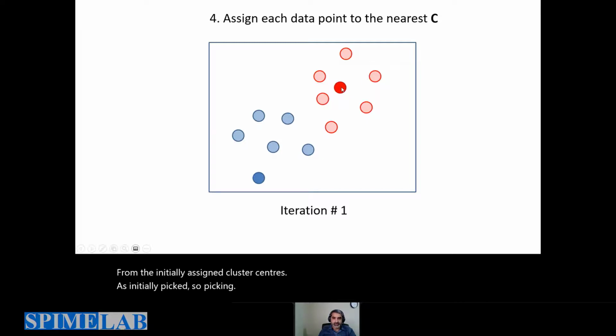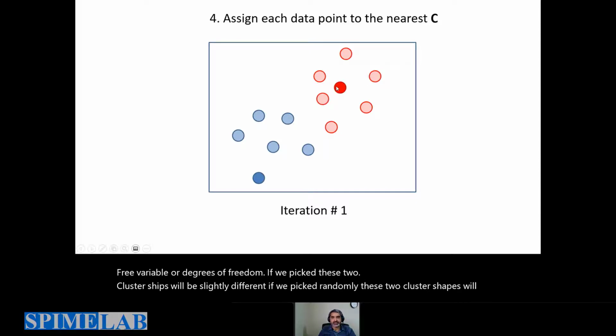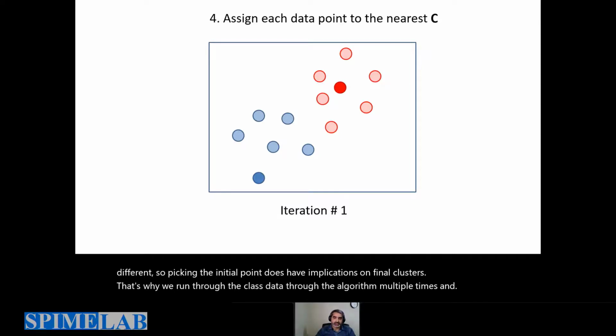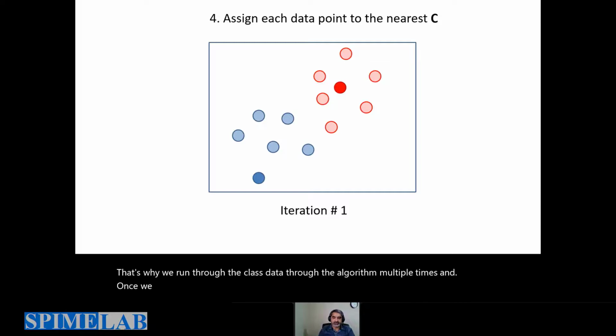So picking is one free variable or degree of freedom. If we picked these two, cluster shapes will be slightly different. If we picked these two randomly, cluster shapes will be different. So picking the initial points does have implications on the final clusters. That's why we run the data through the algorithm multiple times, and once we get a similar shape across multiple runs, we are satisfied that this is the structure behind the data.